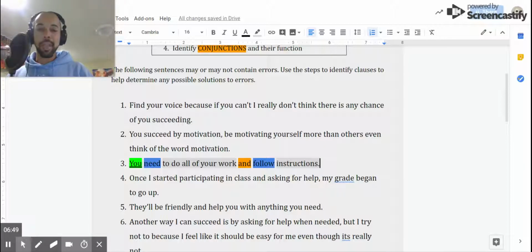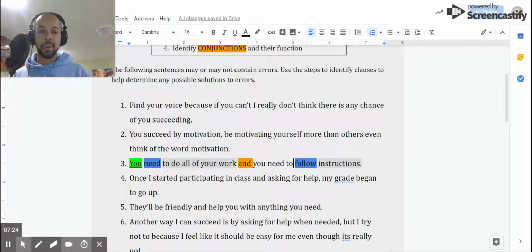What I mean by that is, after the word and, do you want to put in, let me get rid of the highlight because I saw that starting to pull over, do you want to add the subject again? And then for clarification, that doesn't sound right: you need to do all of your homework and you follow instructions. That doesn't make sense. You would also repeat the original verb, need to follow instructions. You need to do all of your work and you need to follow instructions.